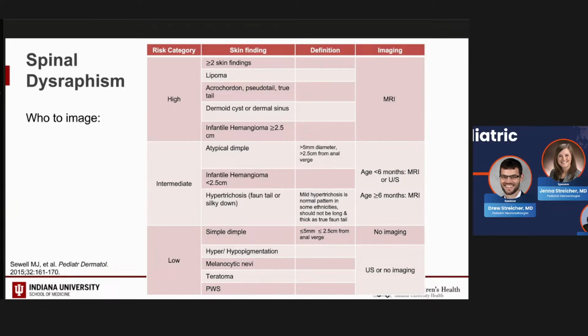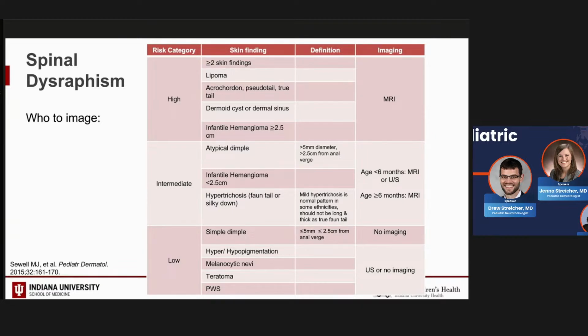That, and infantile hemangioma. Smaller infantile hemangiomas are less of a concern, but they do have a little bit of an intermediate risk. And so I'm starting to raise my suspicion about whether I need to image those. And we're going to talk about those a lot more later in the talk too. And then what we call an atypical dimple. So those are ones that are larger, so over 5 millimeters, or farther away from that anal verge.